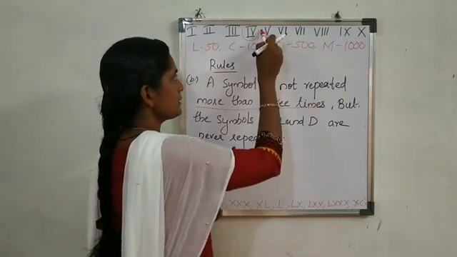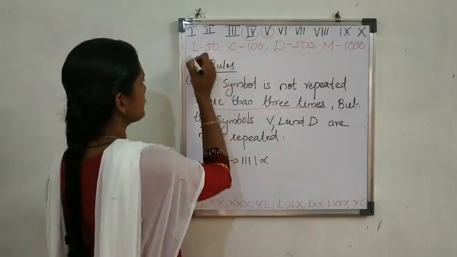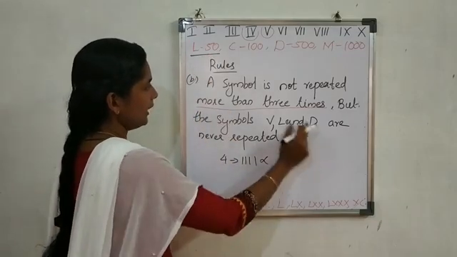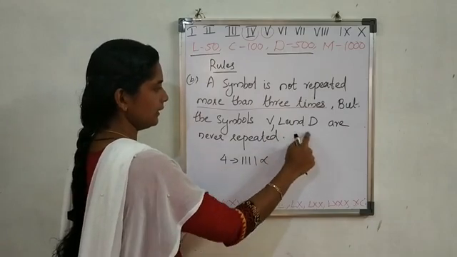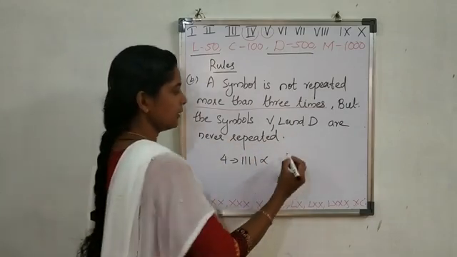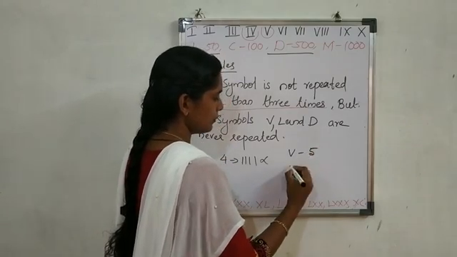V is 5. Then L is 50. D is 500. These V, L and D are never repeated. That means V means 5, and we cannot write it one more time like this.